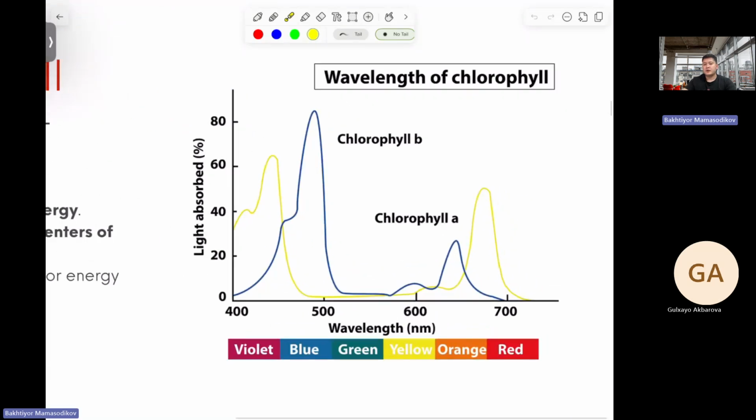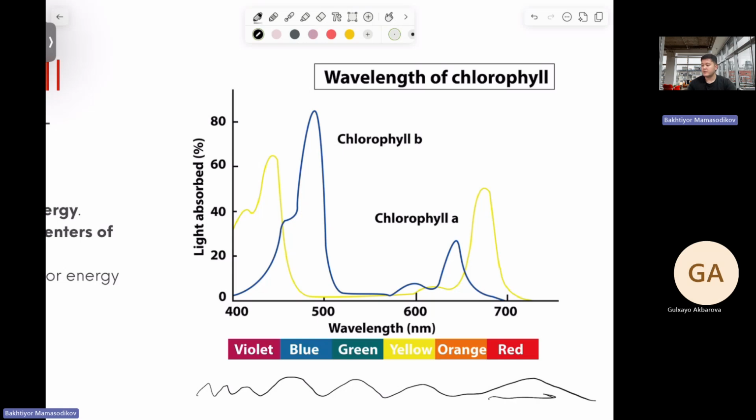So let's break it down. In chlorophyll A, you can see the peak wave. It starts from 400 and finishes at 700 nanometers. Okay, these are the wavelengths. So here the wavelengths are increasing, they are increasing until 700.